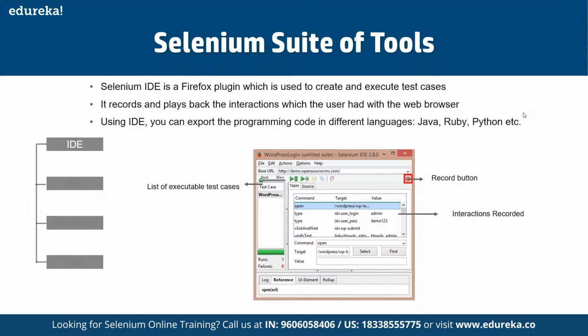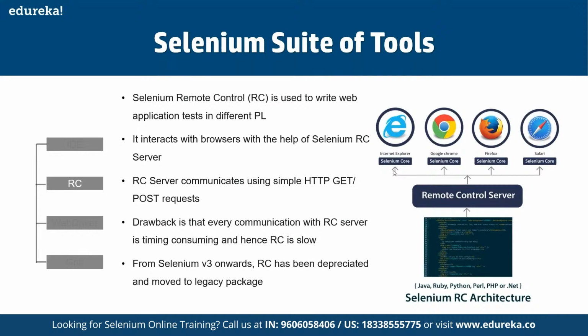Then we have RC. RC here refers to Selenium Remote Control, which is used to write web application tests in different programming languages. PL refers to programming language, and it interacts with browsers with the help of the Selenium RC server. RC server communicates using HTTP GET or POST requests. The main drawback is that every communication with the RC server is time consuming, and hence RC is slower. From Selenium version 3 onwards, RC has been deprecated and moved to the legacy package.